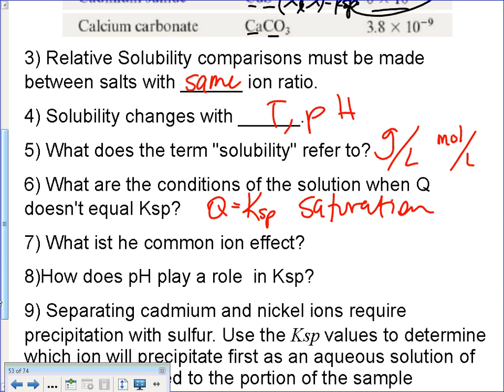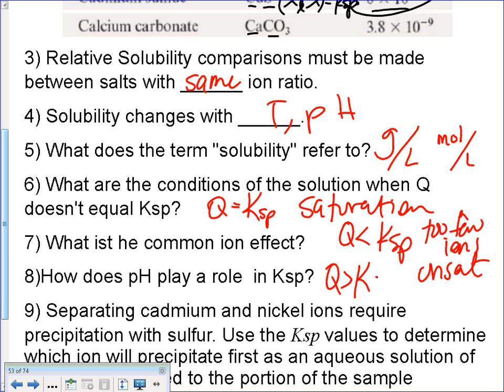So Ksp equal to Q is the saturation point. When Q is less than Ksp, talk me through this. Why is it less than Ksp? What's causing Q to be lower than Ksp? There are not enough ions in the solution. Okay, that is the simple logic. That's all I really need: I don't have enough ions in solution. If I want to make more ions to get Q up to Ksp, too few ions means it's an unsaturated solution. Does that make sense? Too few ions, unsaturated, and then the opposite, Q greater than Ksp would mean too many ions. So what kind of solution?